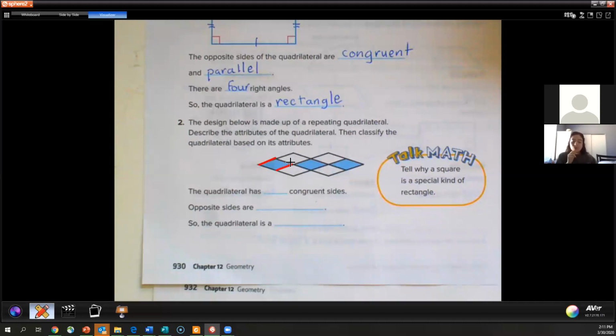And does it have any more congruent sides, Mr. Yates? Well, I'm looking at it and it looks like all 4 sides are the same, don't you? Yep. I am shook.